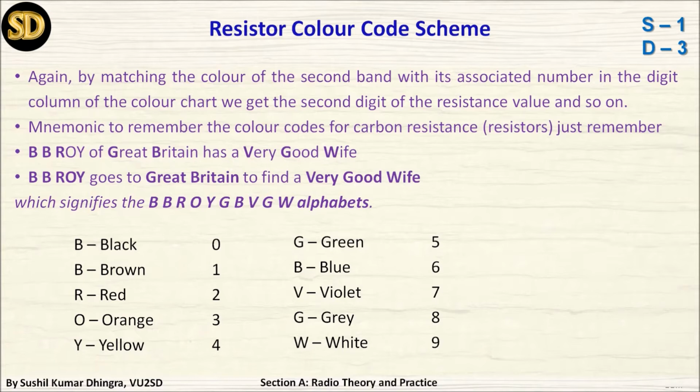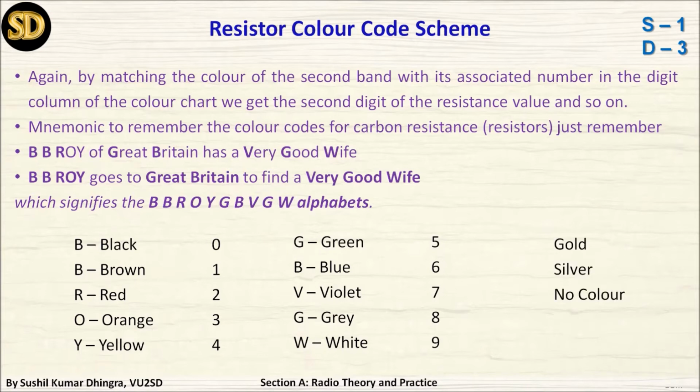You watch carefully. So if the first letter is B, it means it is black. Same way, next B is brown, value 1. R red, value 2. O orange, value 3. Y yellow, value 4. G green, value 5. B blue, value 6. V violet, value 7. G gray, value 8. W white, 9, and there are three more values.